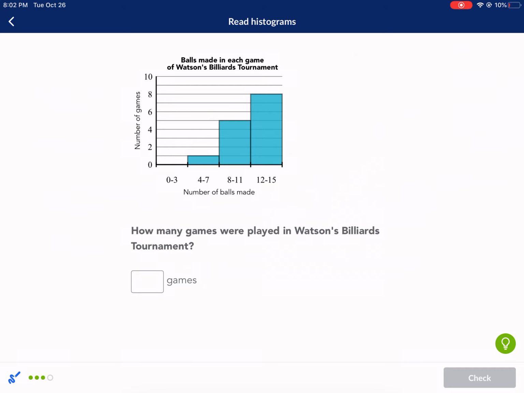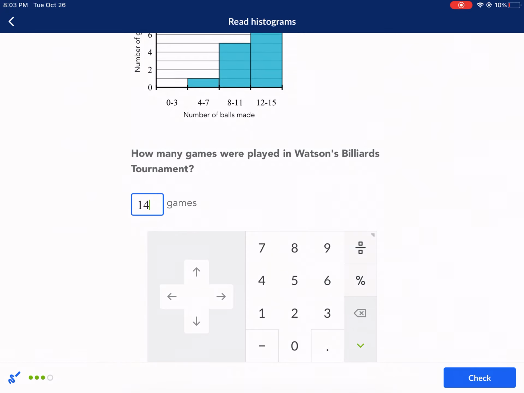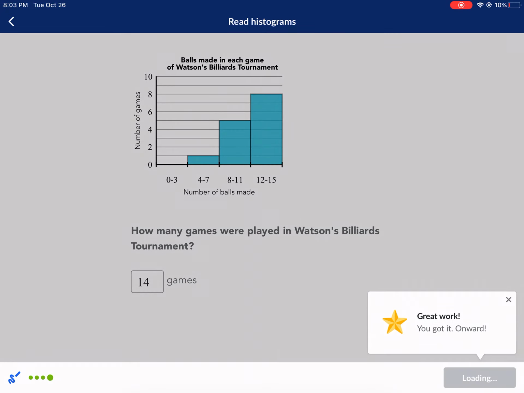How many games were played in Watson's Billiards tournament? Again, it's looking for the total number of games played. This is the number of games, and these are the different types, I guess number of balls made or type of score. Anyway, the important thing is the number of games, and I know how to read that. That's 1 game there, 5 games of that variety, and 8 of that. We add those numbers together and that's 14. That's all there is to it.